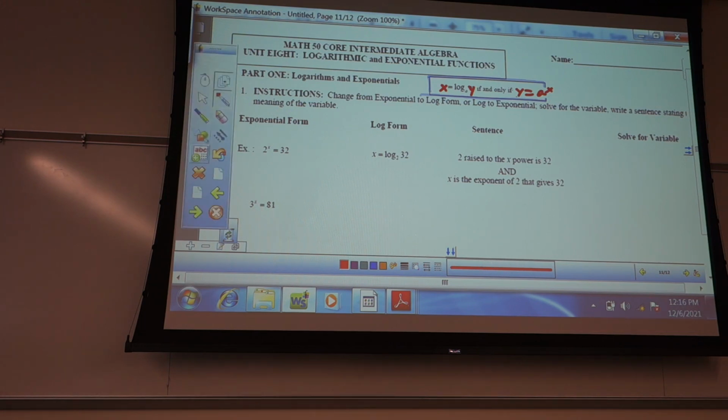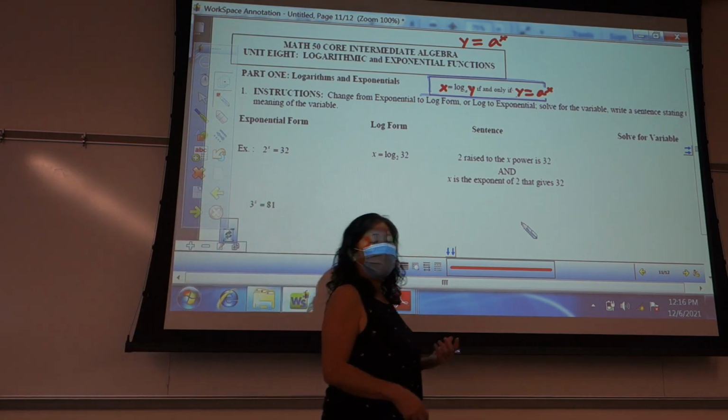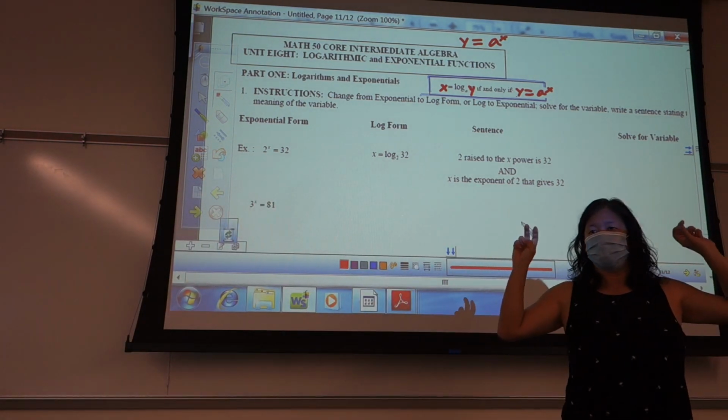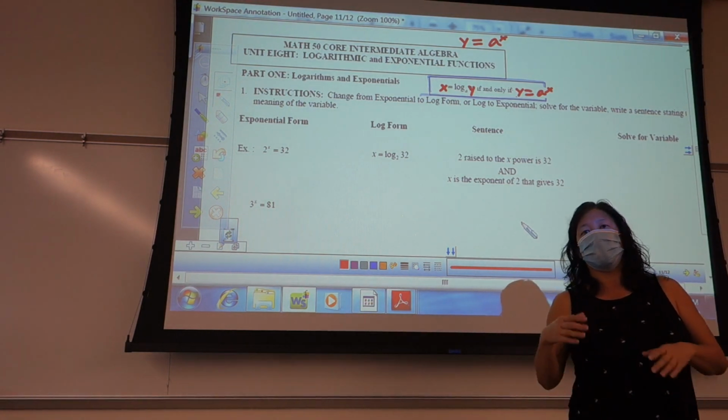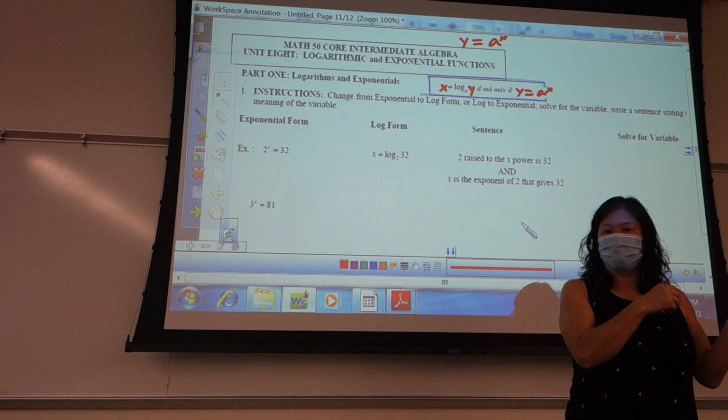So the way I like to look at it is, we have our exponent, y equals a to the x. A is my base. Everybody agree with me? X is my exponent. And I like to think of y as my answer. Does that make sense? So y is the answer to a raised to the x power.